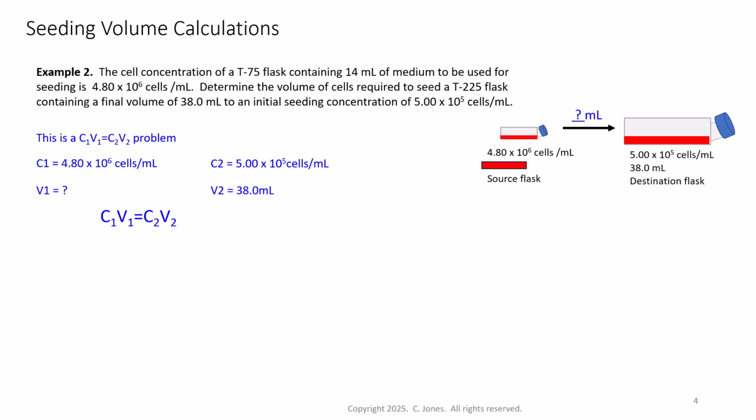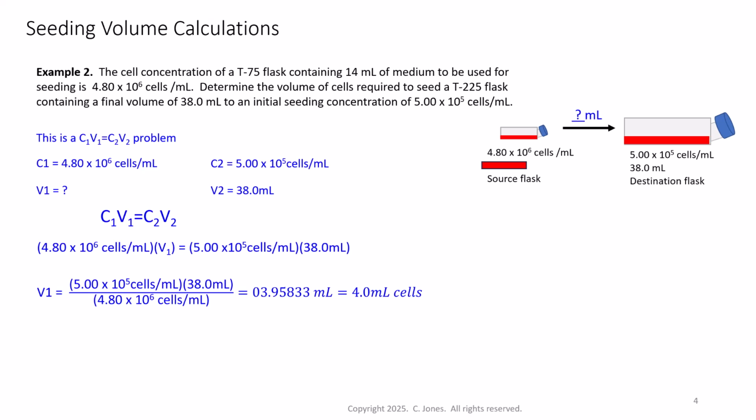So let's proceed with the calculation. C1V1 equals C2V2. Let's plug the values into the equation and solve for V1. Again, I just printed out the display on the calculator, it's 3.95833. So we're going to round that up to 4.0 mils of cells. Again, one place past the decimal point because here we're probably going to use a 5 mil serological pipette for the transfer.